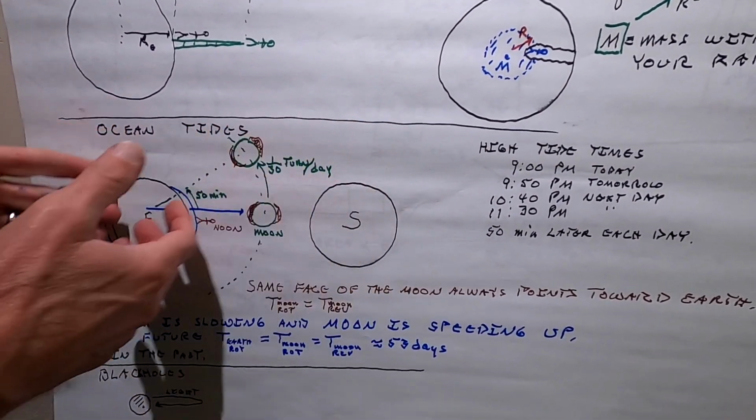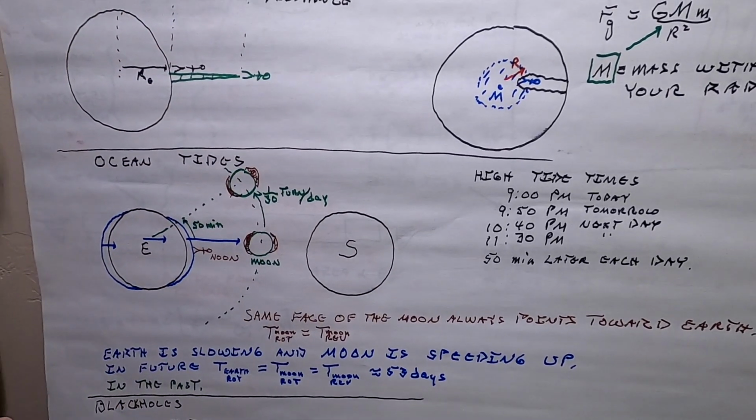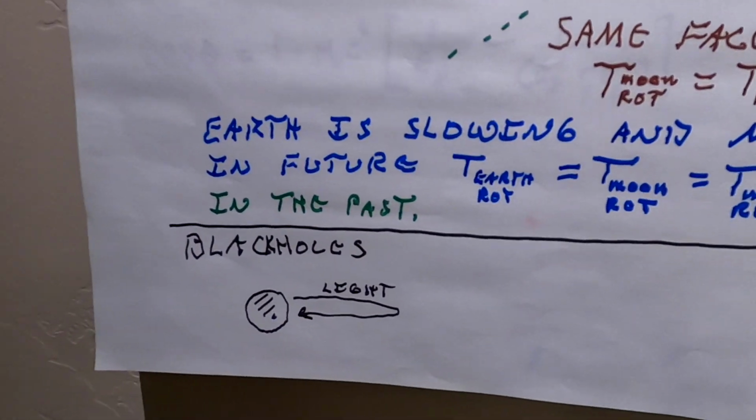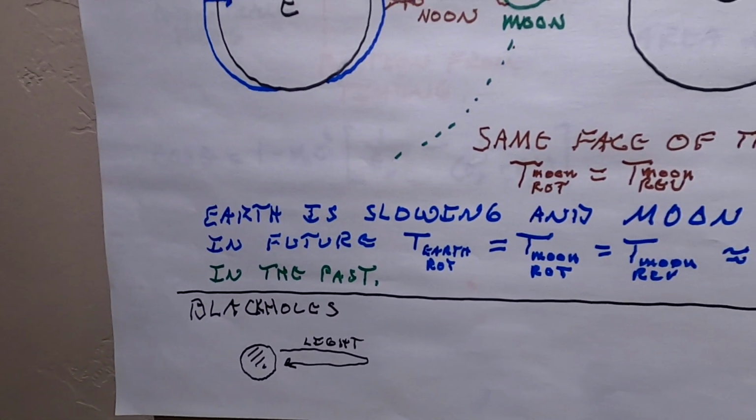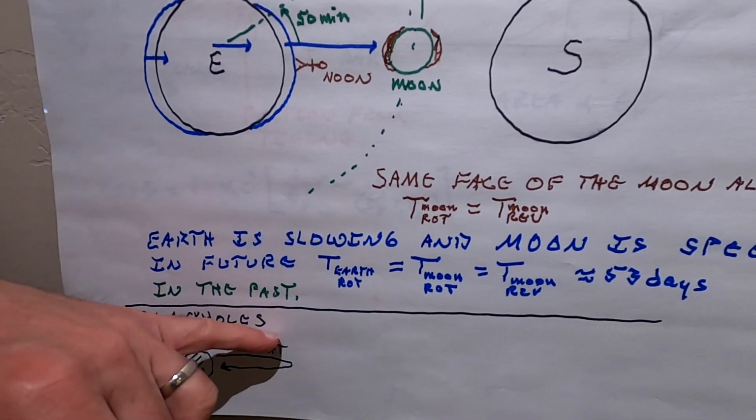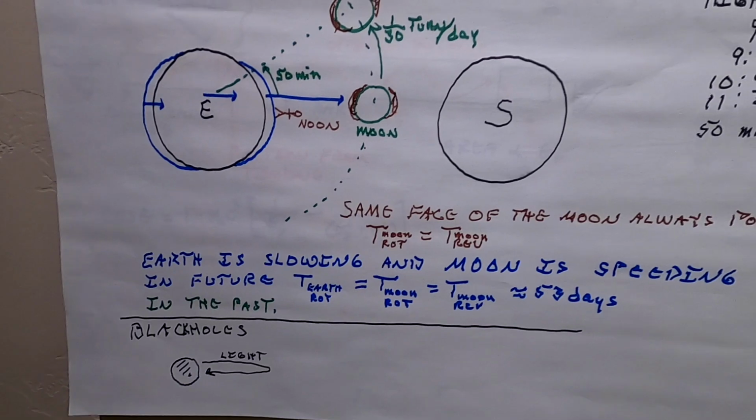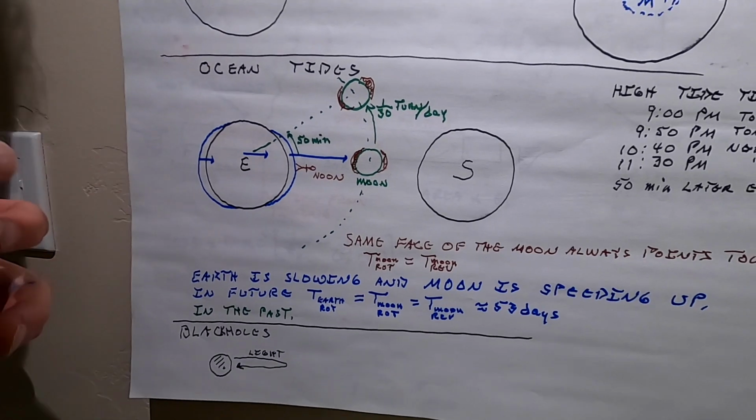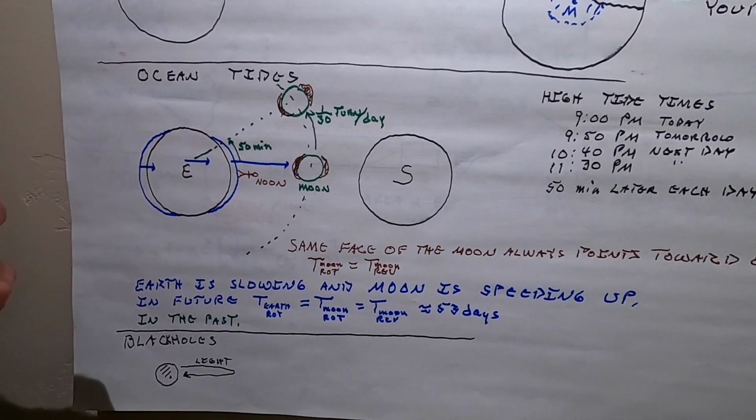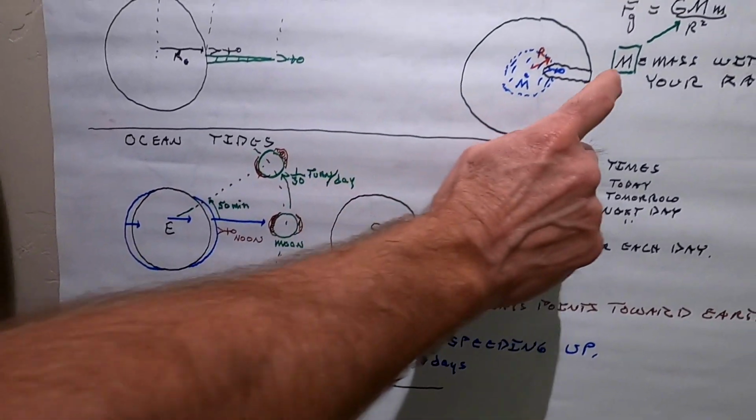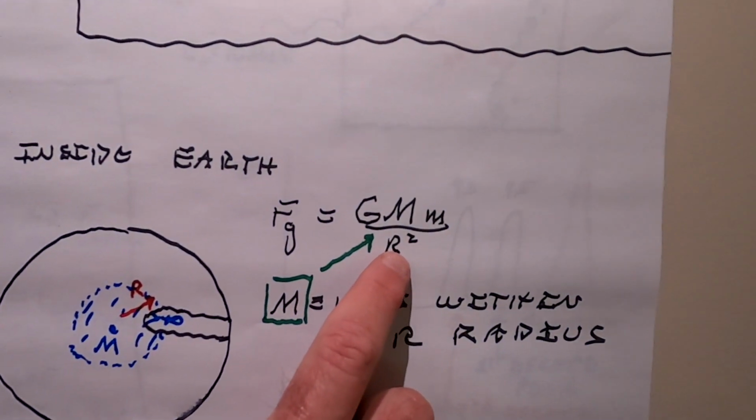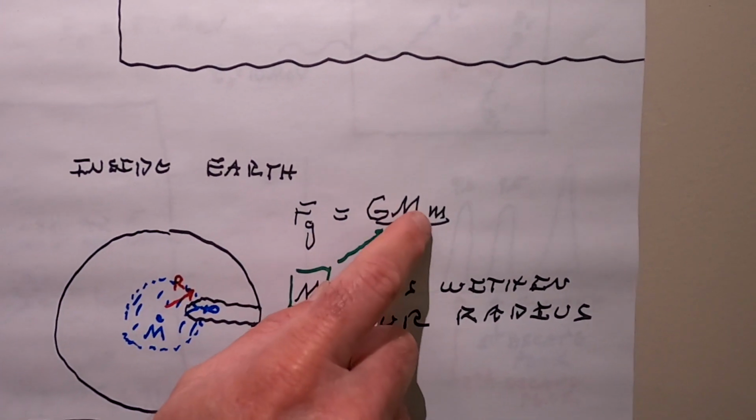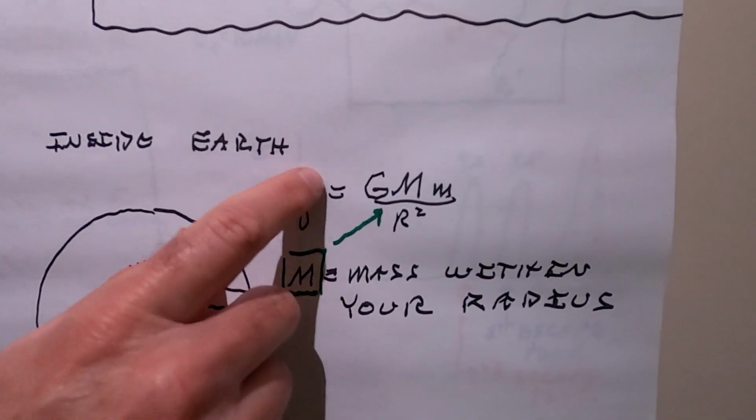So Newton was able to explain all of this. Last thing I want to bring up is something called a black hole. A black hole is a region where gravity is so strong that light can't even get out. Well, how do I make gravity really strong? If you were to squeeze the Earth down, as Earth gets smaller and smaller, the R gets smaller. All the mass is still within your radius because you're just shrinking the Earth. So this just gets larger and larger.